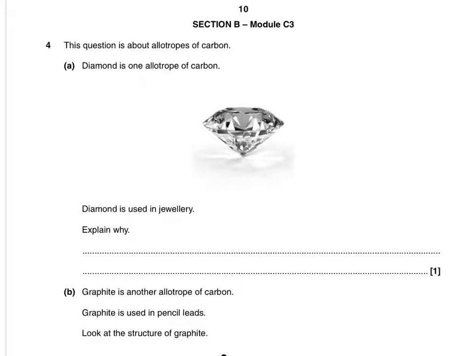You're not allowed to say about the fact that it's really hard. You can't say about the cost, because obviously those aren't reasons why we would use it in jewellery. But you've got all those different answers that you could put, really, really easy. I'm just going to put shiny, okay? Because that's the easiest one, I think. Shiny. That's a mark. Literally just putting shiny there, okay?